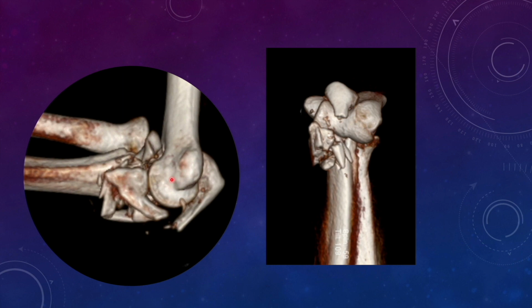This is the 3D image of the same case. You see there is a separate chunk of the coronoid. There is a separate chunk of the sublime tubercle. This part is the sublime tubercle. It is meant for the insertion of the medial collateral ligament complex.